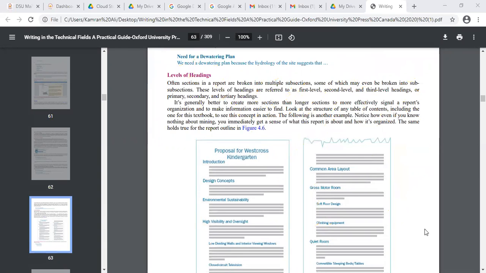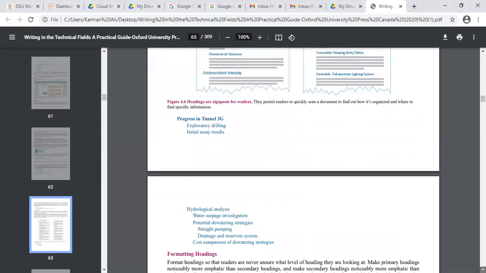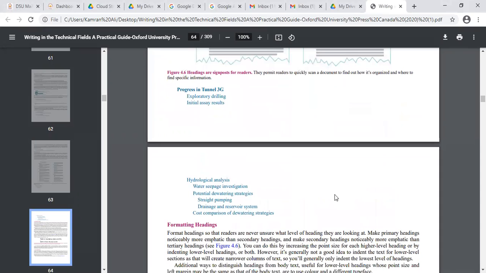Let me scroll down and show you the levels over here. Now, if you just look at this one, the permit, progress, internal 3G, exploratory drilling, initial assay results. So this is the first level, right? Let me annotate it for you guys. These are the second levels. Okay, this is again the first level. Then this is the second level.